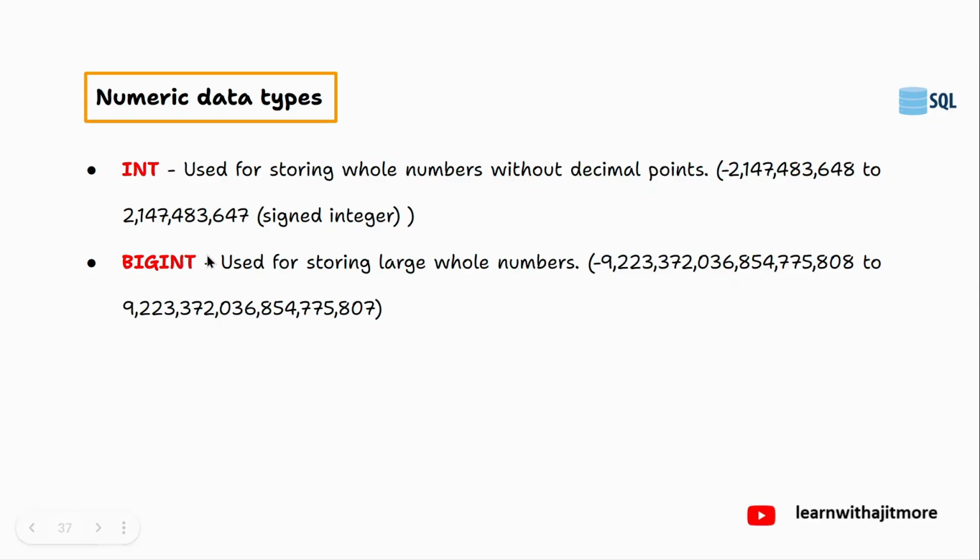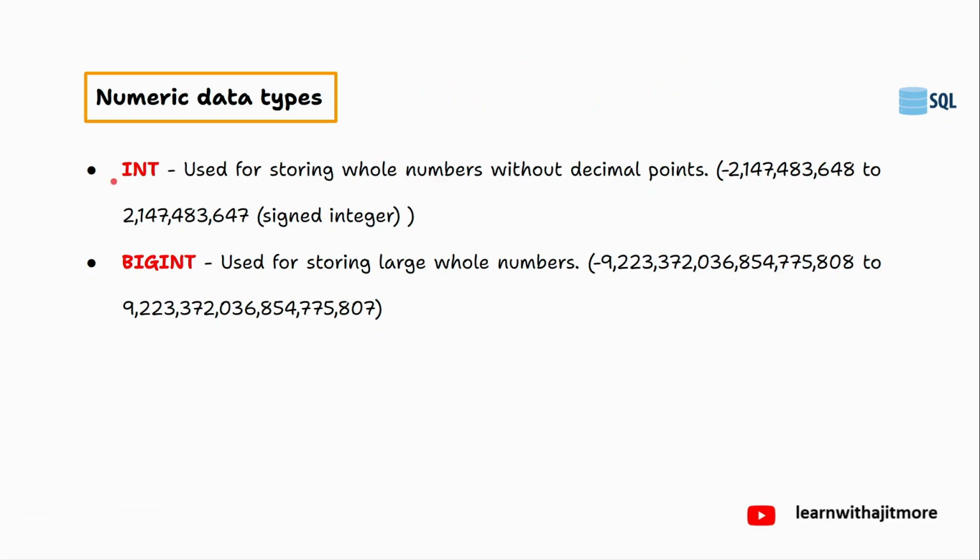Then go for int. Then we have big int also. Big int is going to take 8 bytes. Big int is somewhat like long in other languages. Like if you go for Java or C++, there we have the long data type. This is similar. And there is half of int also, called small int. Small int will take approximately minus 2 raised to 15 to 2 raised to 15 minus 1, which is approximately plus or minus 32,000.